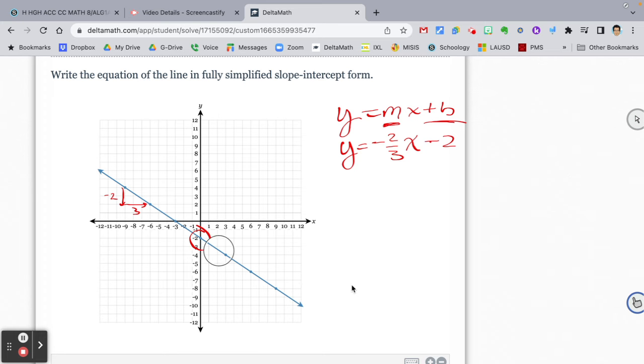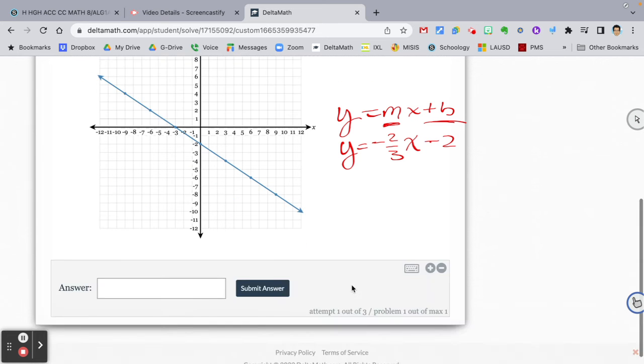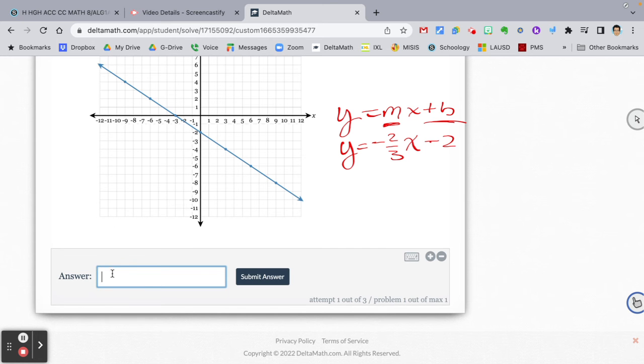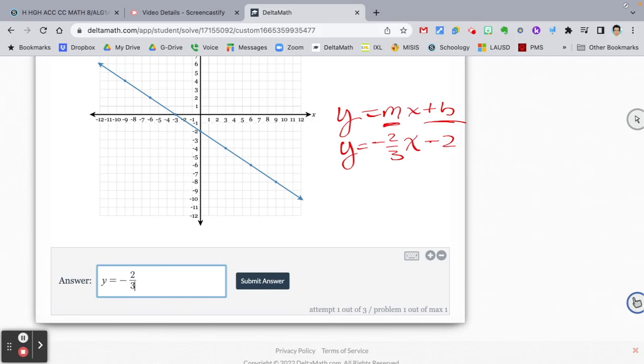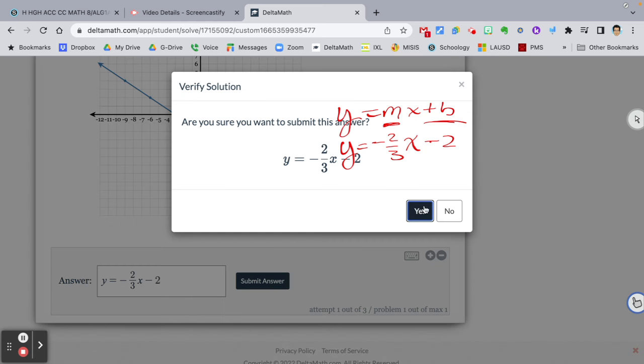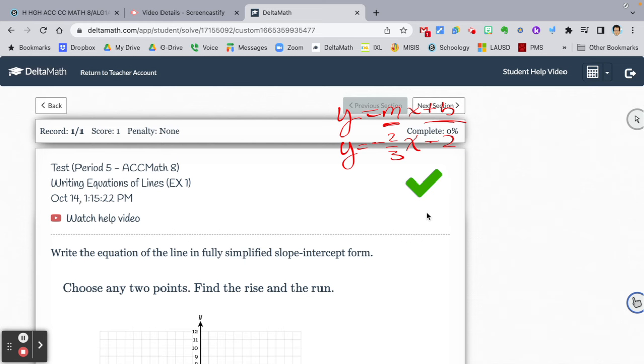So you'll have a couple of questions like that. Think like 5 or 6. So let's enter in that same answer. Y equals -2/3 x minus 2. That's our equation in slope-intercept form.